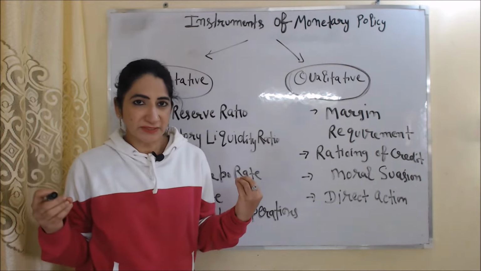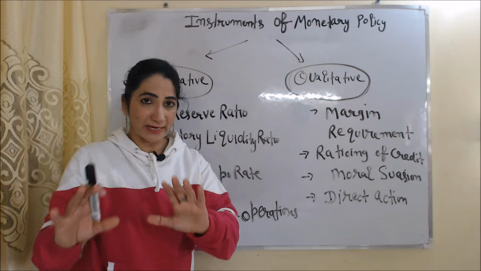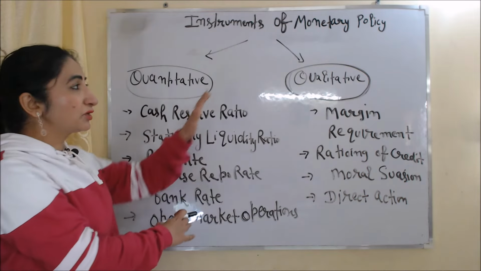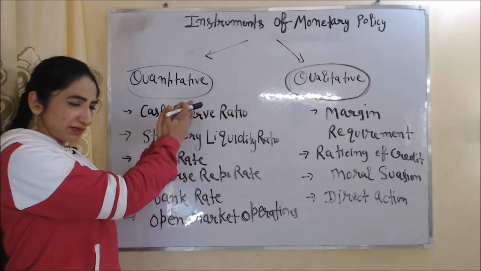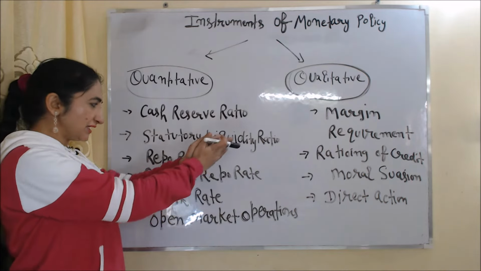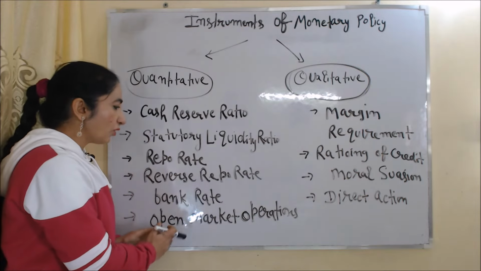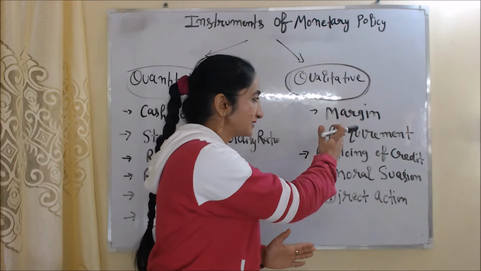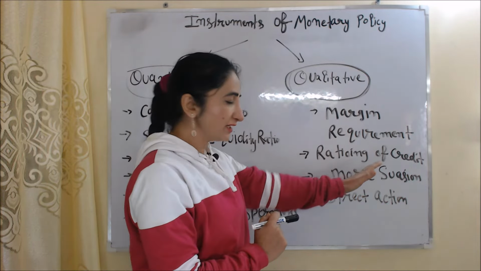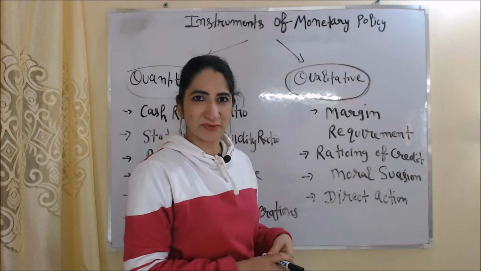Now we will discuss instruments of monetary policy. Instruments of monetary policy are divided into two parts: quantitative instruments and qualitative instruments. Quantitative instruments include cash reserve ratio, statutory liquidity ratio, repo rate, reverse repo rate, bank rate and open market operation. And qualitative instruments include marginal requirement, rationing of credit, moral suasion and direct action. One by one we discuss each.